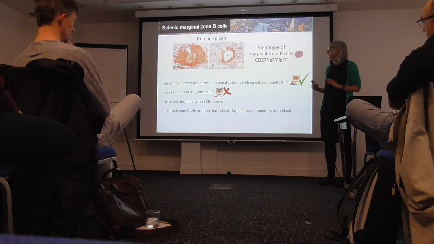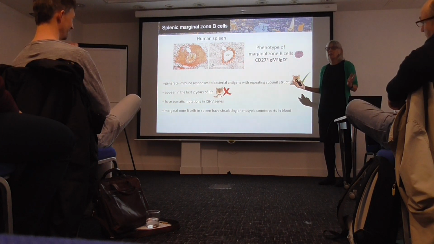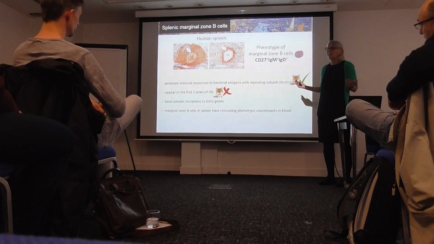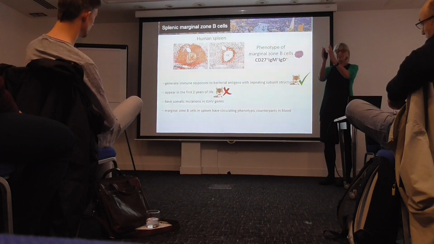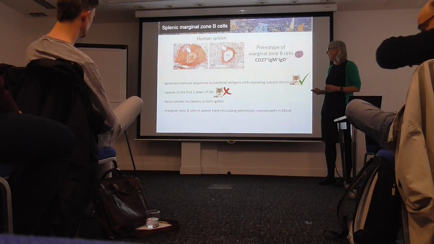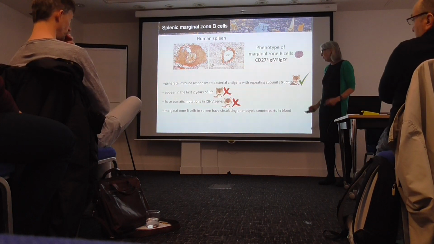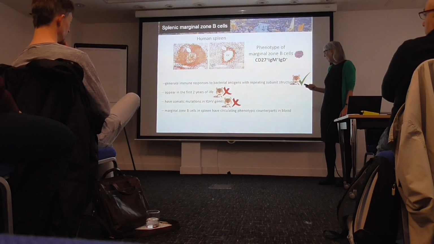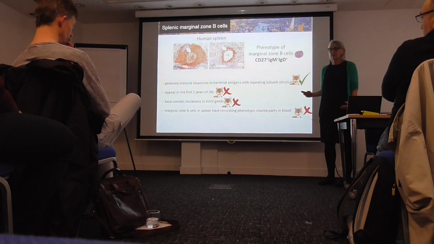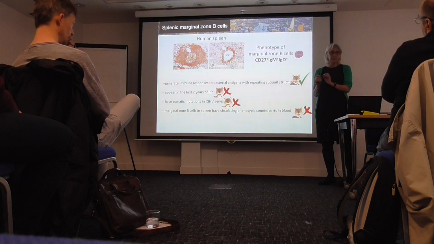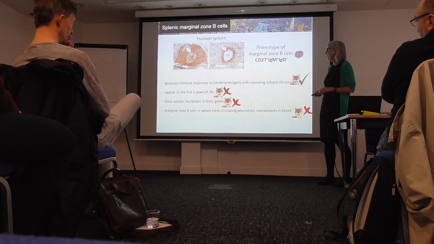However, if it took a mouse 2 years to generate them, it would probably be dead before it got one. Right? So mice have marginal zone B cells that develop very early on. There's a very clear phenotypic or developmental difference. They don't have mutations in their IgV genes, and they don't migrate. So this is an area where there's a very fundamental species difference, so looking at humans alone is a really important thing to do.